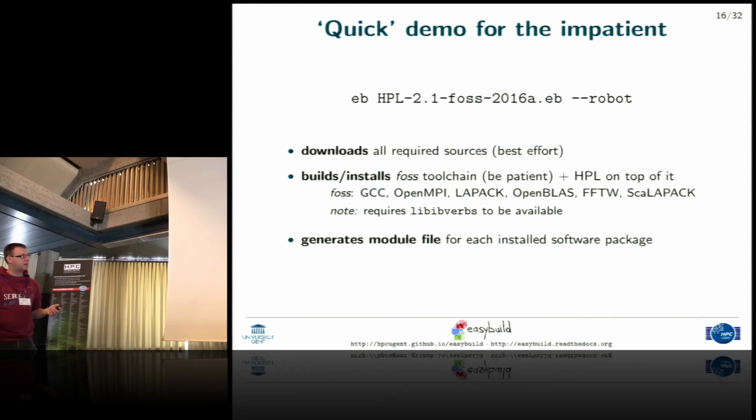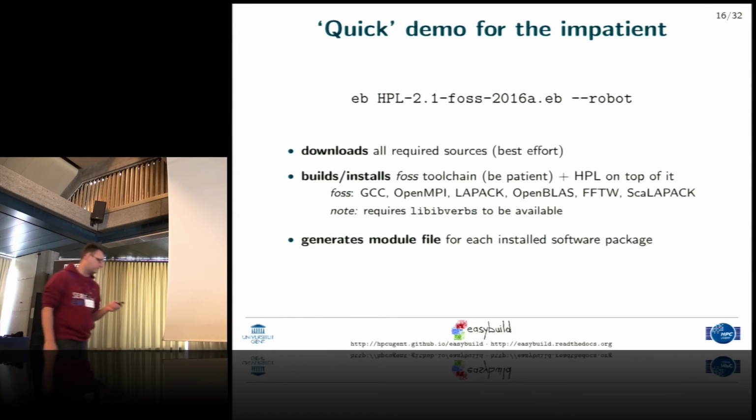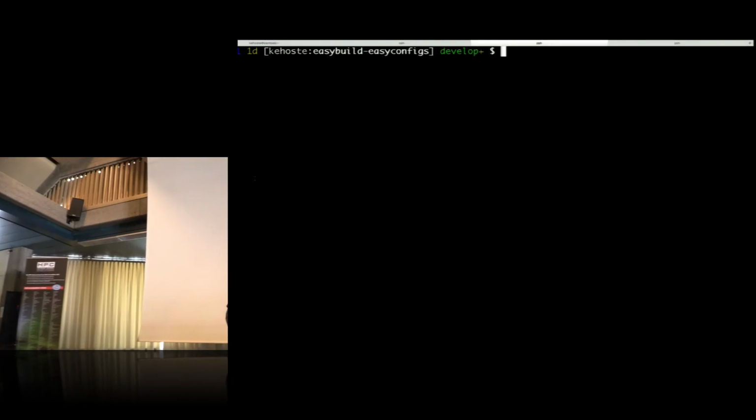So if you start from scratch, EasyBuild will take care of all of this. It will start with binutils and GCC, OpenMPI on top of that, and then the other libraries on top of that. And when everything is there, it will build Linpack on top of this toolchain as well. And it will generate module files for each of these. So let me see if I can give a quick demo of this.